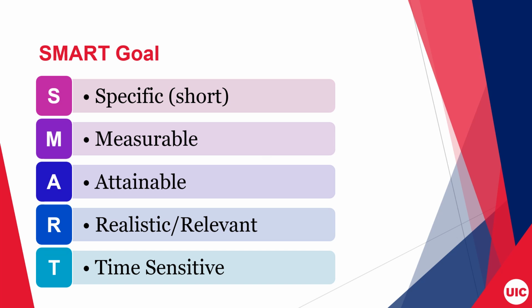They address a single need or challenge. They are measurable. They have a quantifiable outcome. They are attainable. They are goals that the member has the ability to meet. They are realistic and relevant. They are related to the need they are associated with and are likely to improve it. Finally, they are time sensitive. There is a timeline for completing the goal.